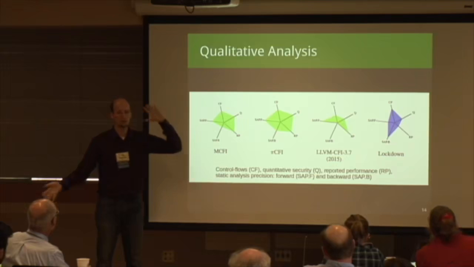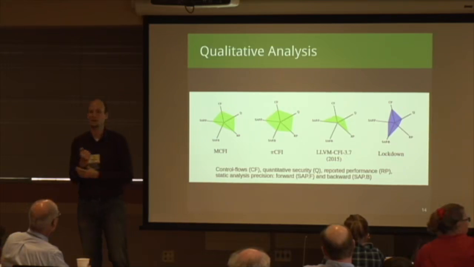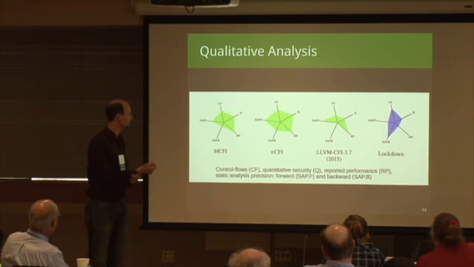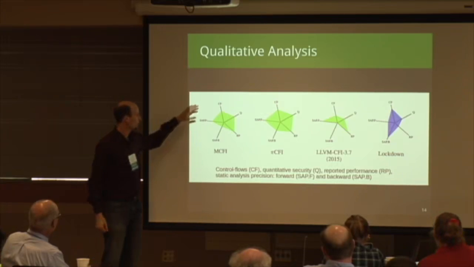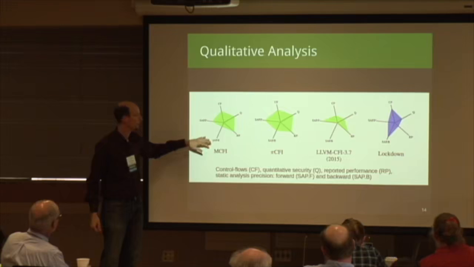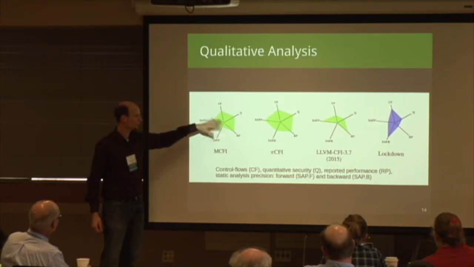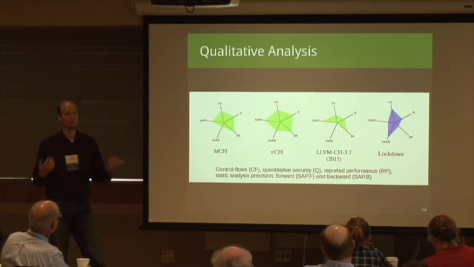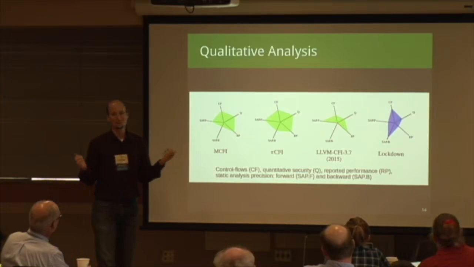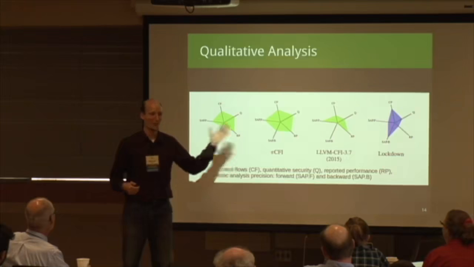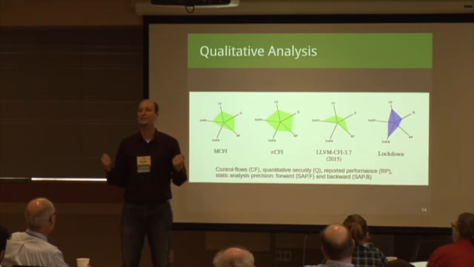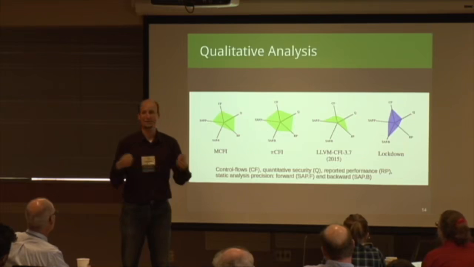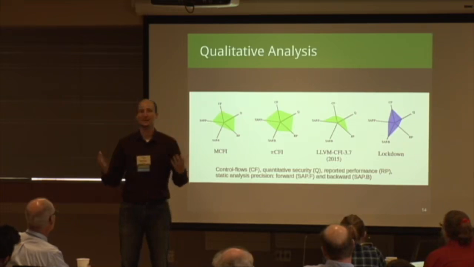And in our paper, we have 1.5 pages of all these different mechanisms and compare them against each other. So we compare the different control flows they support, the precision of the forward edge, the precision of the backward edge, the reported performance, and the quantitative security guarantees that they give. And what we learned is that we, as a security community, and this goes back to the panel from yesterday, are doing a terrible job at actually quantifying and telling people what kind of static analysis we are using.